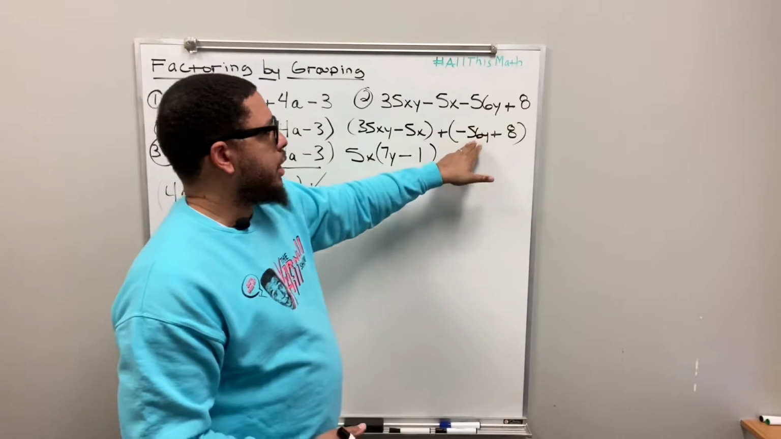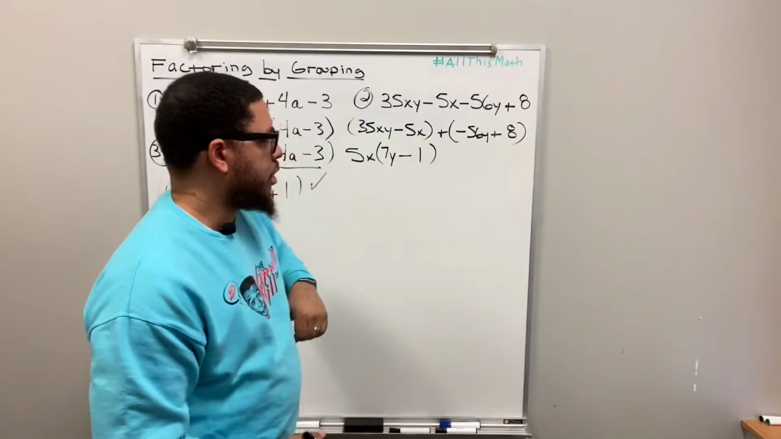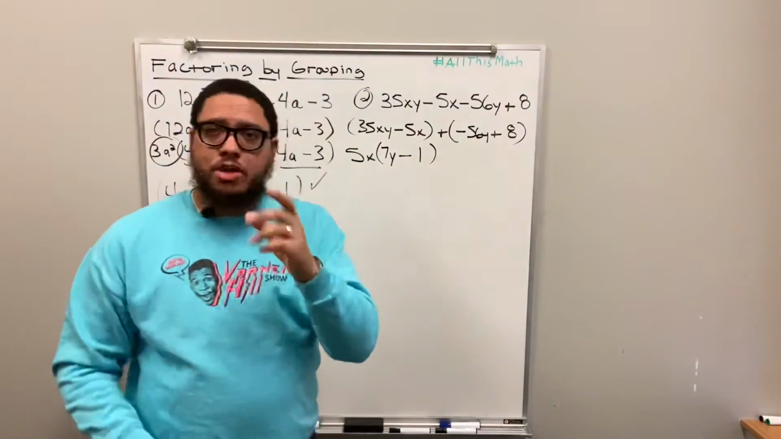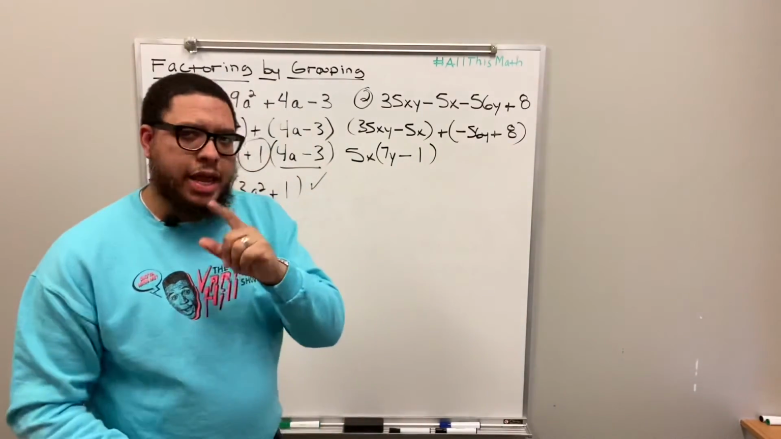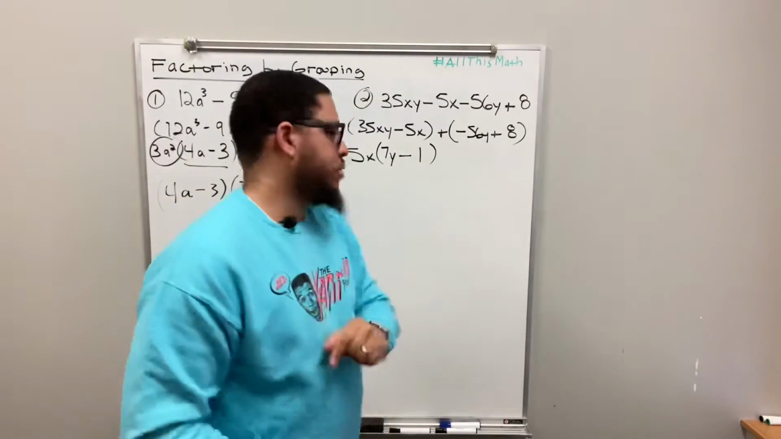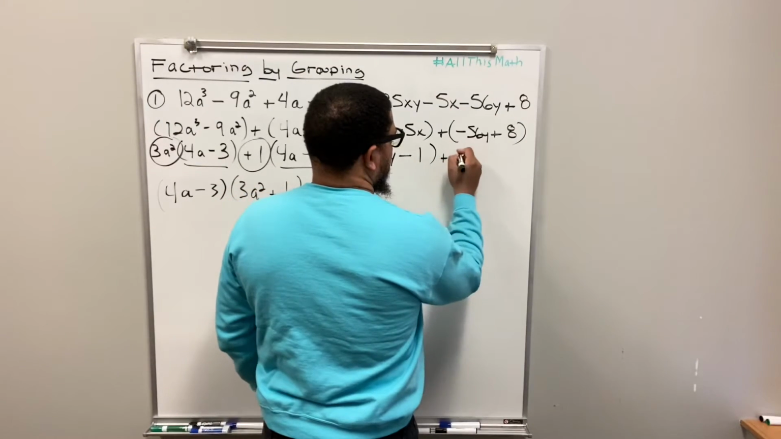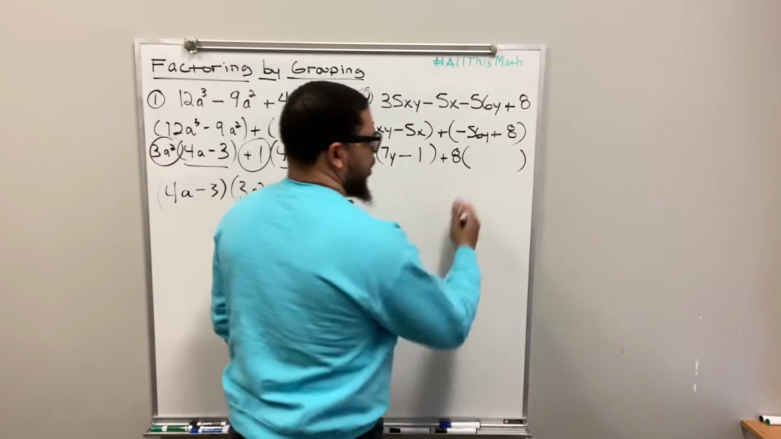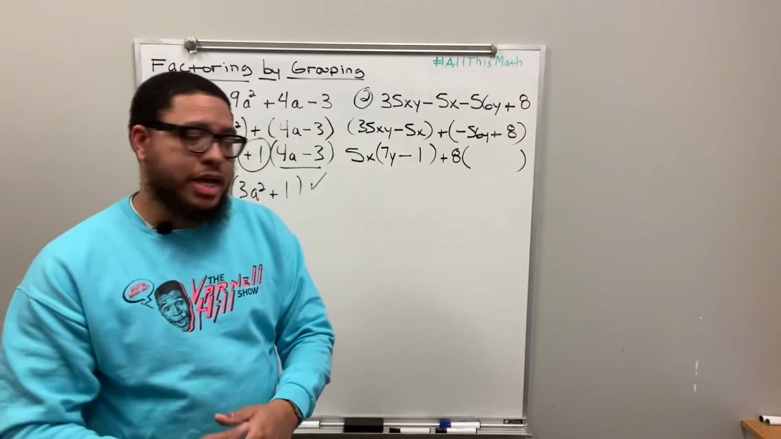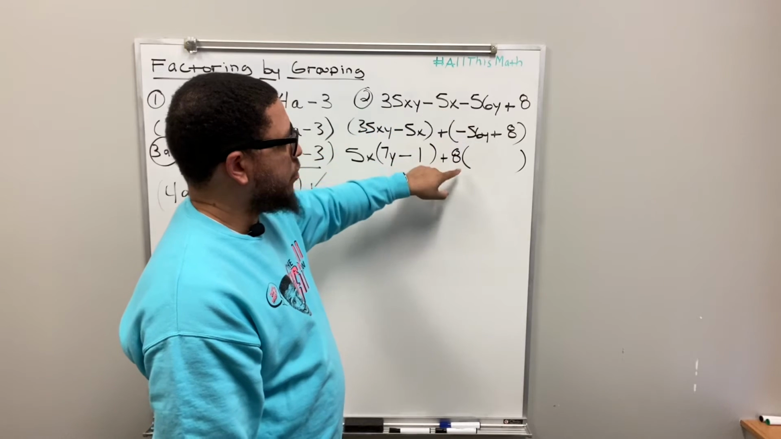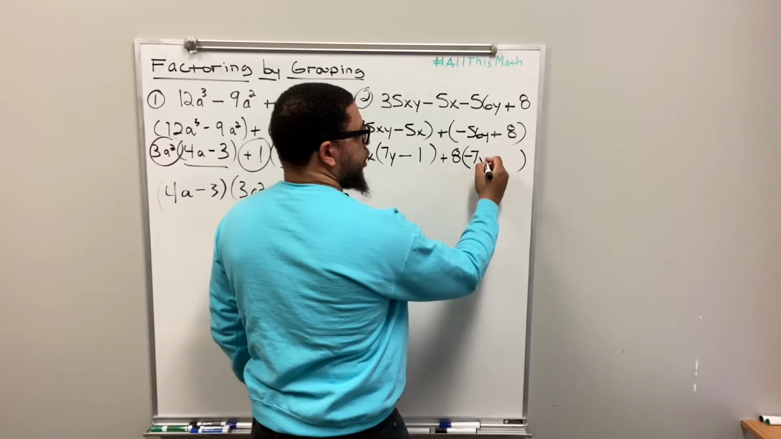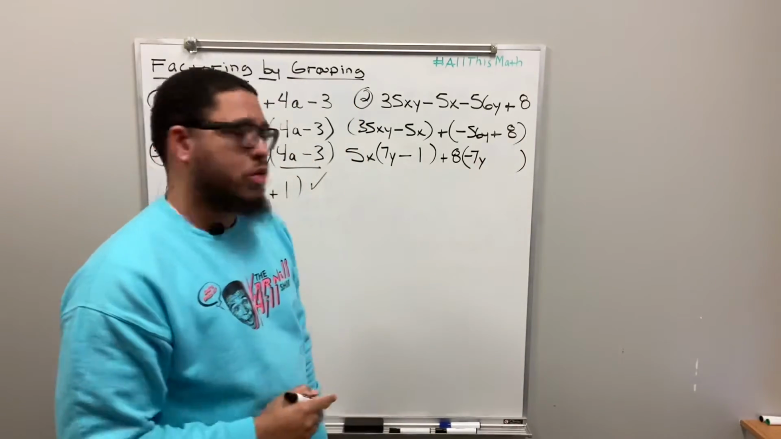Over here, I got a negative 56 and a positive 8, right? I know my multiplication facts, I know that 8 times 7 is 56. So therefore, the greatest common factor should be 8. So let me do this. Plus 8. And then put your parentheses. And then I'm going to divide the original terms by the GCF. So negative 56y divided by 8 is going to be negative 7. And then the y is part of the quotient.